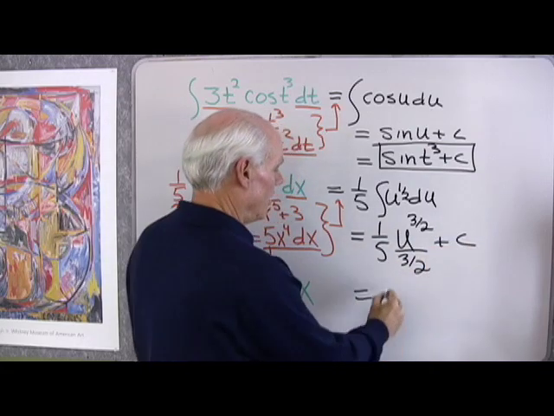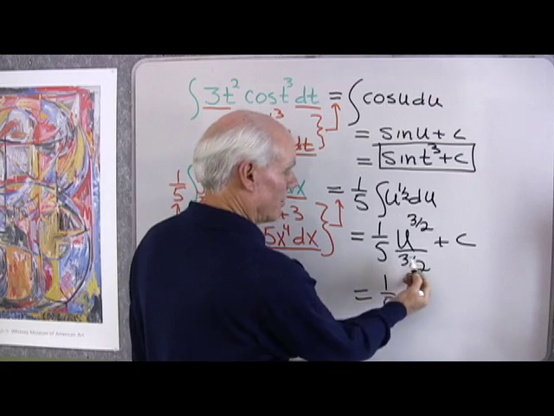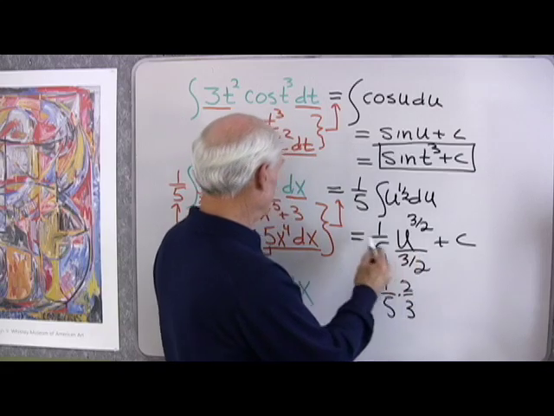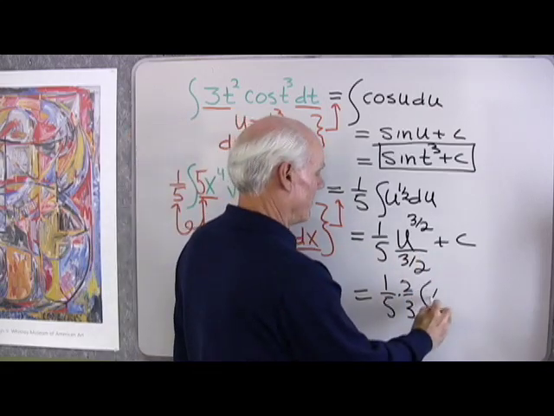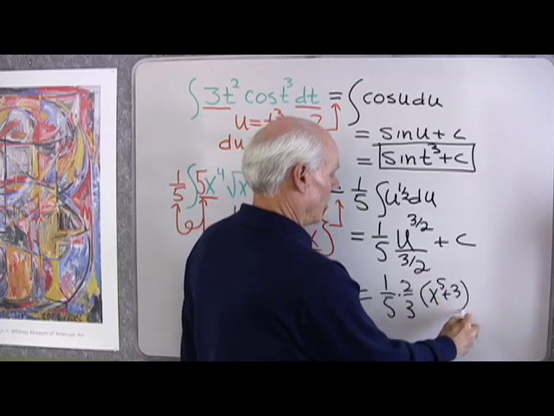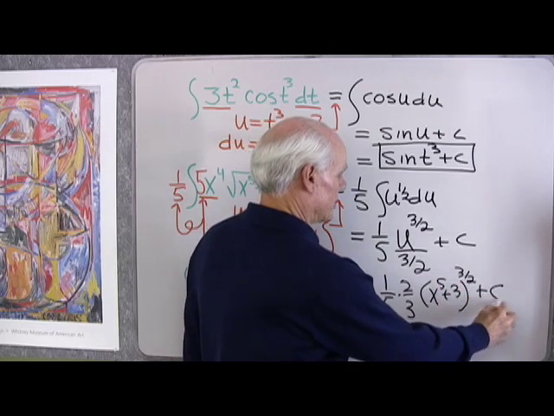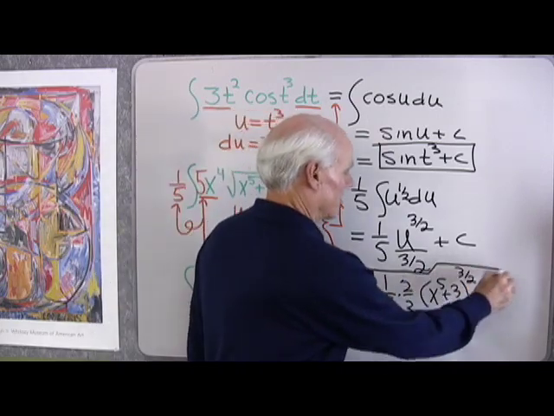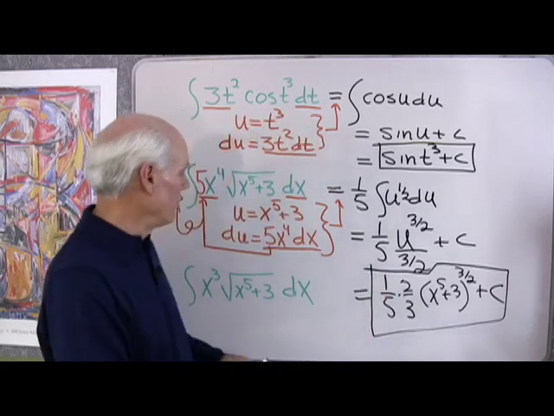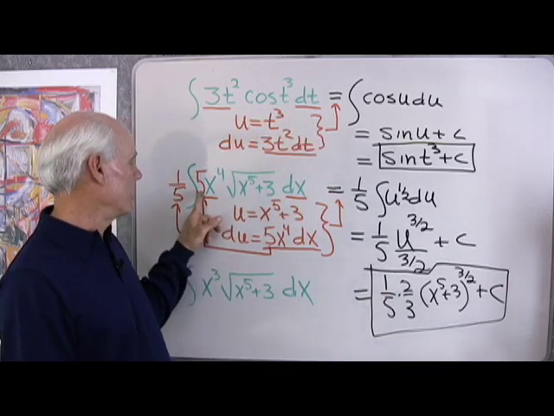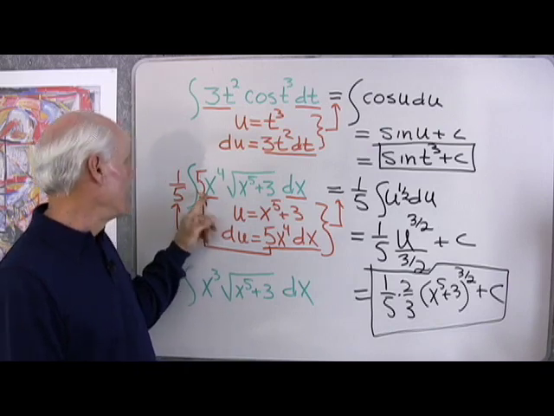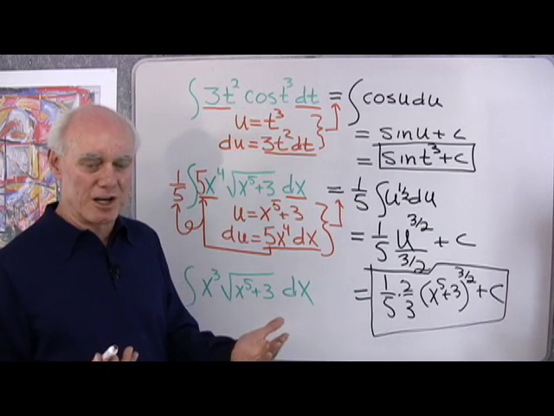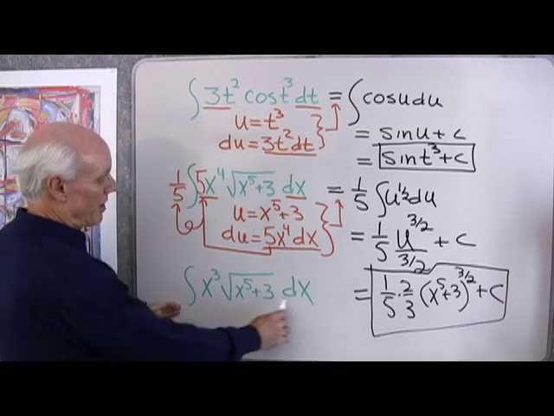All right, almost done here. 1/5 times, I'll multiply by the reciprocal of 3/2, which is 2/3. U, which is x to the fifth plus 3, all to the 3/2 plus c, and then I could multiply this out and get 2/15 times that plus c. In any case, that's the result that I get. All right, pretty simple. I just needed a constant factor right here to give me my du. I put that constant factor in. To make up for it, I multiplied by its reciprocal, but that's okay because constant factors can cross that integral symbol.